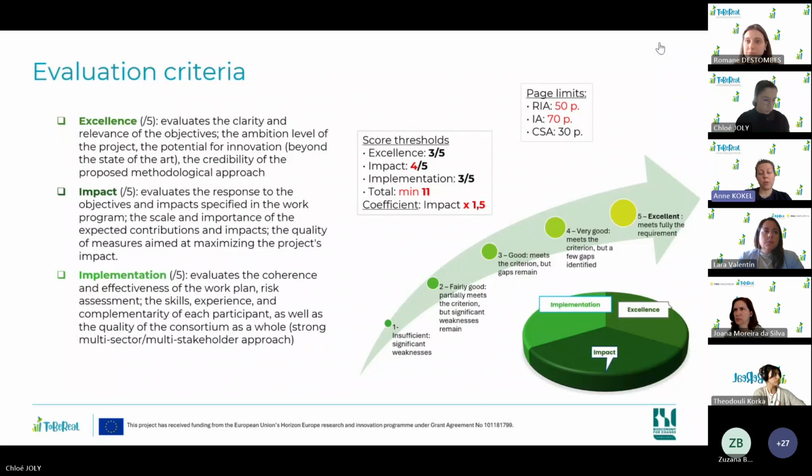The threshold to reach is 11 out of 15. But even if you reach 11, it doesn't mean that your project will get funded, because now it's becoming more and more competitive, and usually projects that are winning reach 15 out of 15, or at least 14 out of 15. So you really need to make sure that you achieve excellence in your project to have a chance to be funded. We can go on.